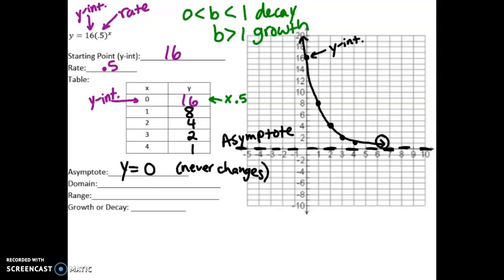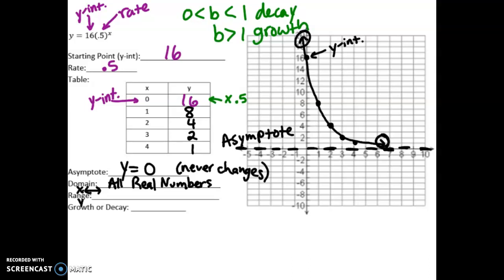Now our domain, if you recall, domain are the x values and range are the y values. So when we're finding the domain, we're thinking from left to right, just like the x-axis. So if I'm looking to the left, you can see that this arrow goes to the left forever, and the arrow over here goes to the right forever. So our domain would be all real numbers. And that's exactly the terminology that they'll use on the STAAR test.